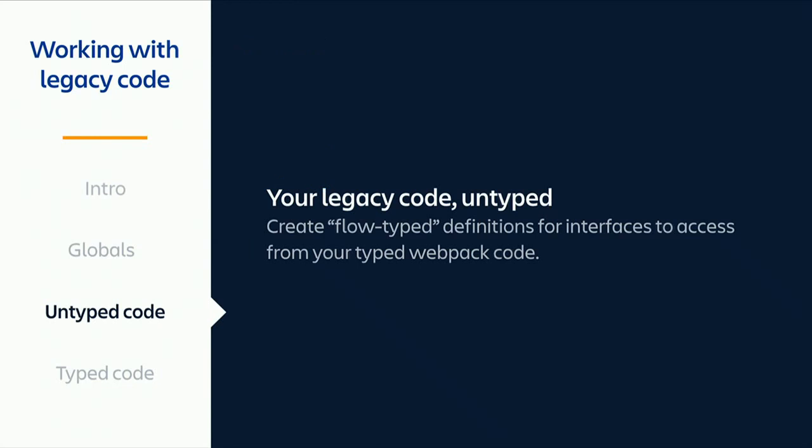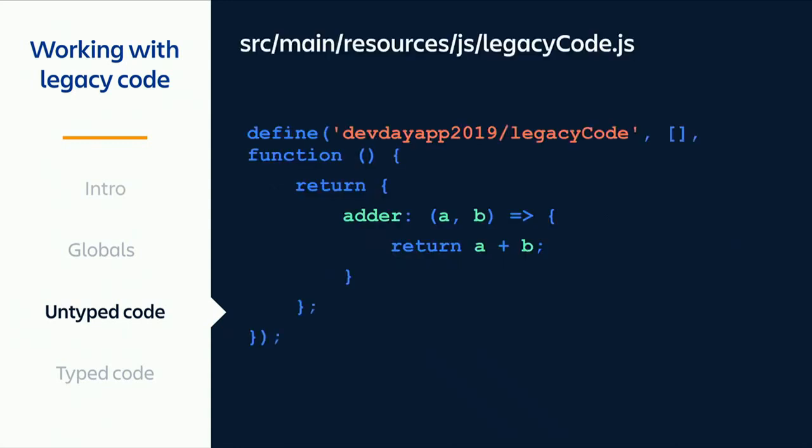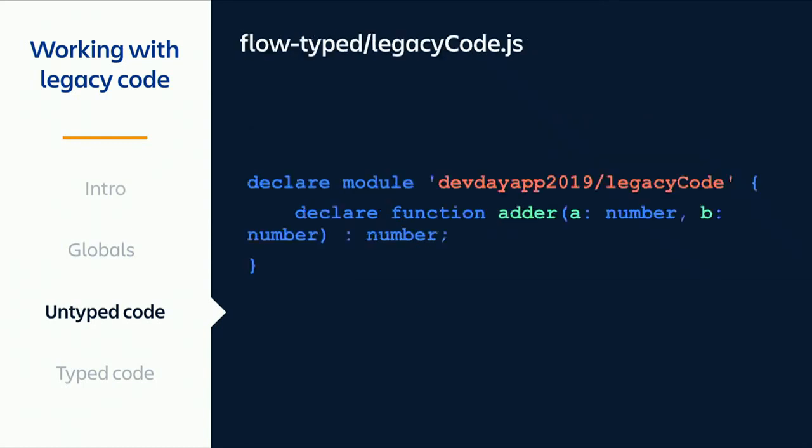Let's assume that you have legacy code that's not typed. So we've spoken about creating flow type definitions for them. How do we do that? This is some legacy code from the demo app. It's written as an AMD module that defines an adder function. There's not much there to it. Let's see how we can invoke that from our Webpack code. You see, we're adding a definition to the flow type directory. We're declaring an importable module and adding explicit types to its parameters. It's easy enough.